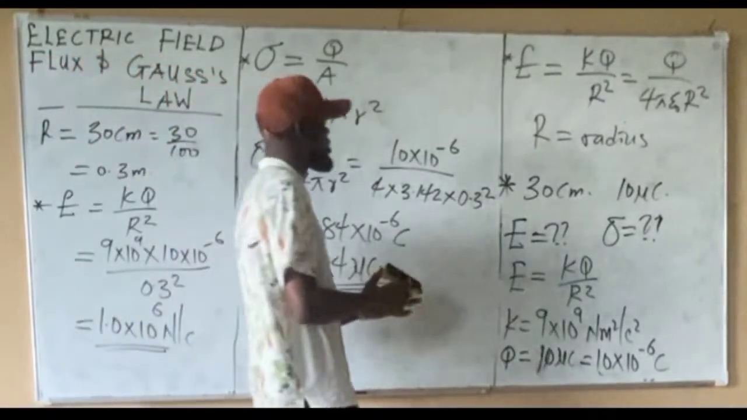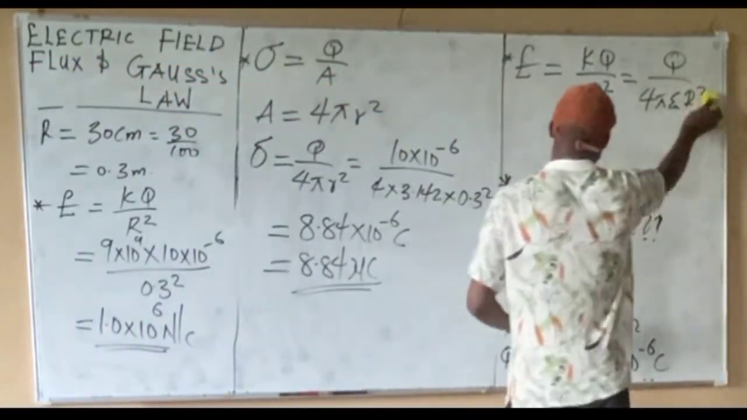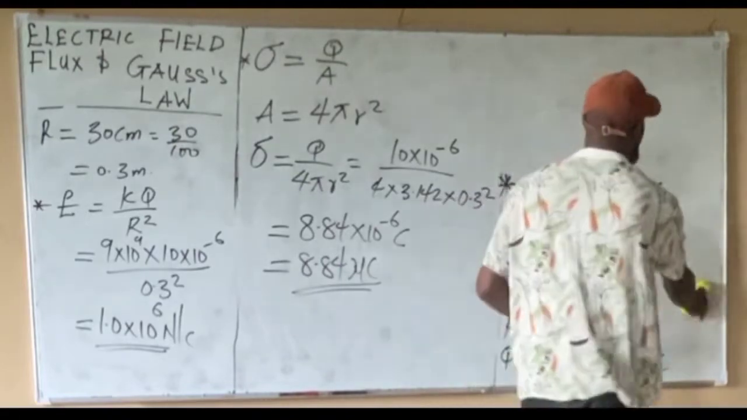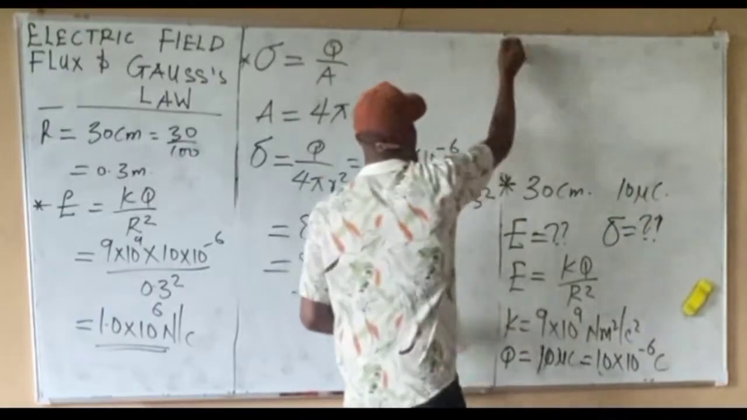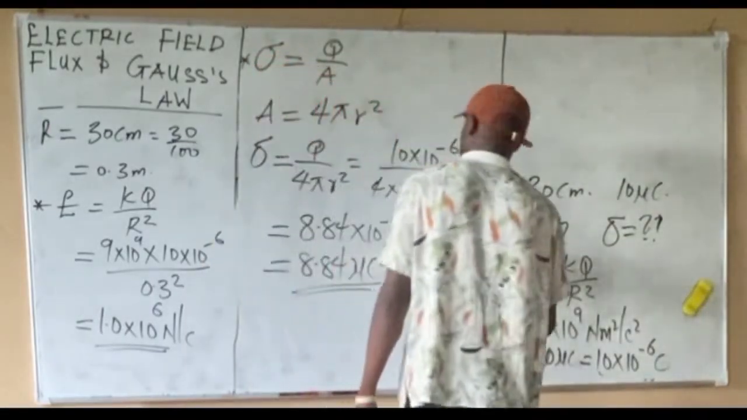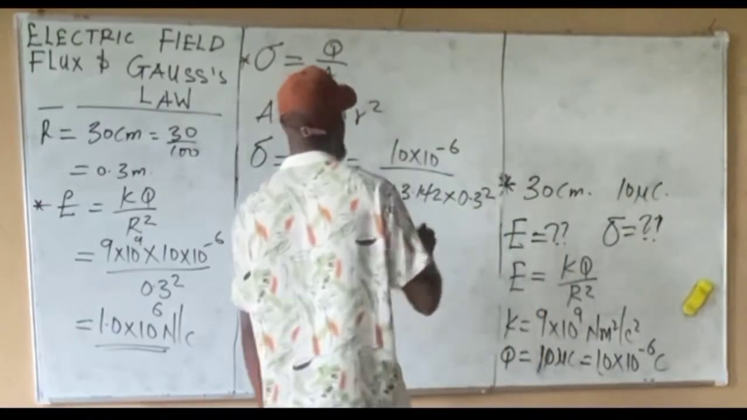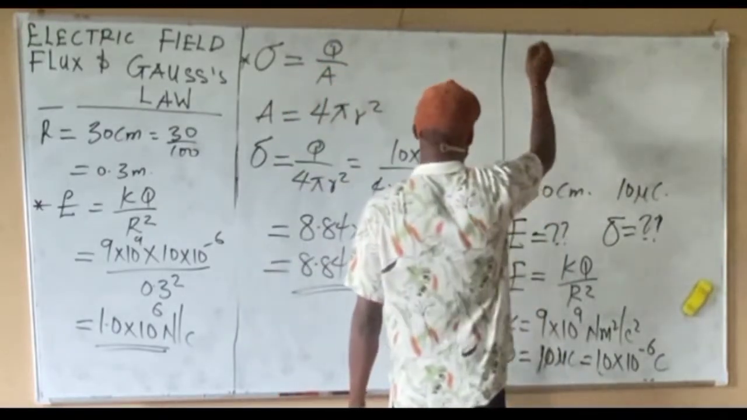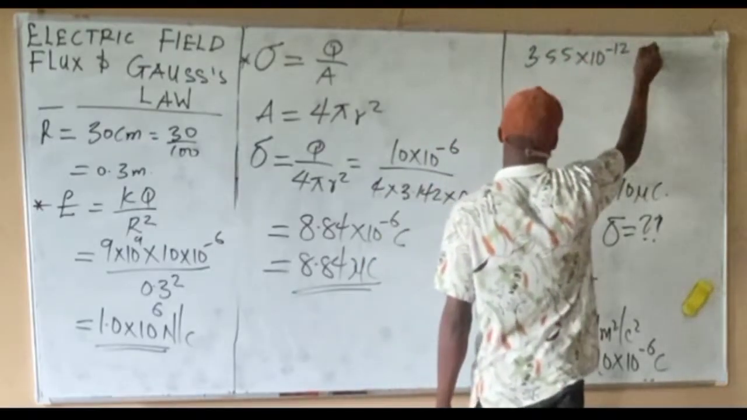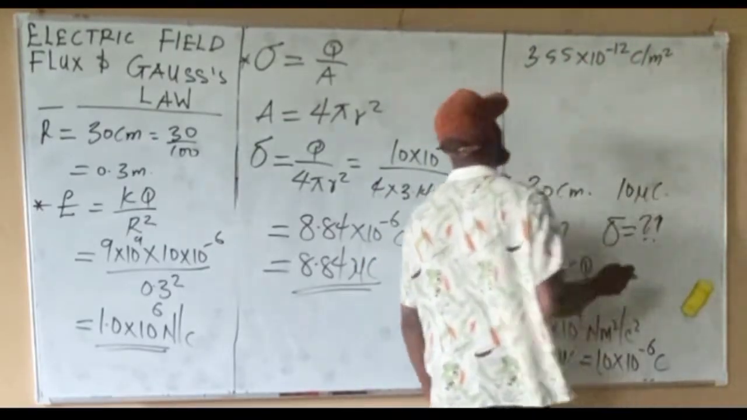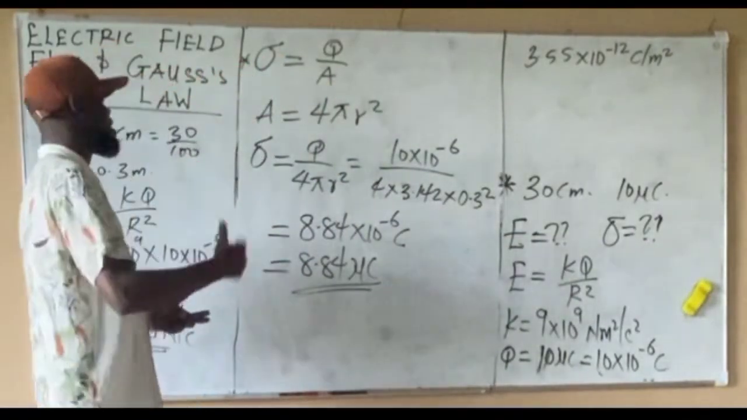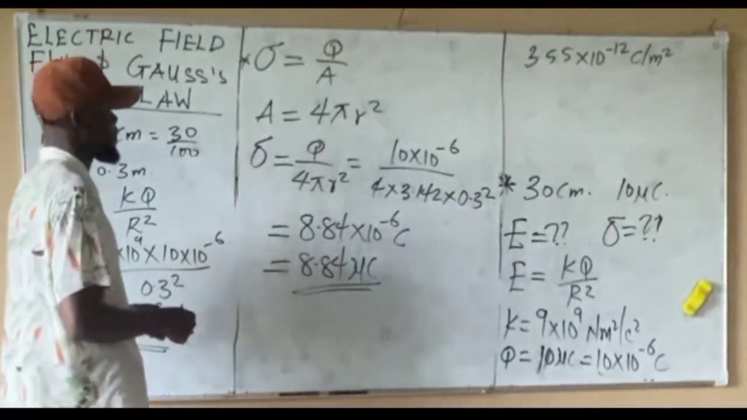Now let's look at the next question. An infinite sheet of charge holds a surface charge density of 3.55 times 10 to the power minus 12 coulomb per meter squared.